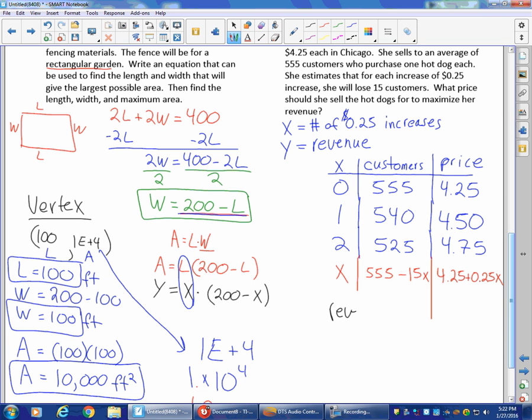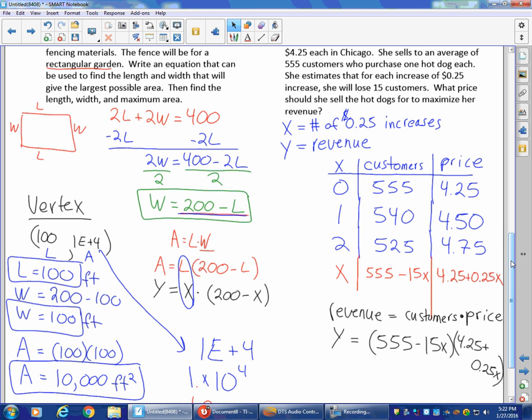So my revenue, in this case, since customers purchase one hot dog each, it's going to be my number of customers multiplied with the price. Then we would know how much money that Carrie made on this day, or on any particular day. So we're going to get y equals 555 minus 15x times 4.25 plus 0.25x.